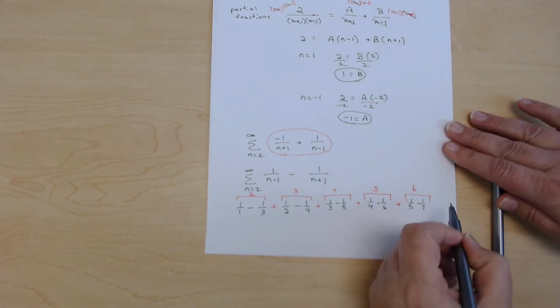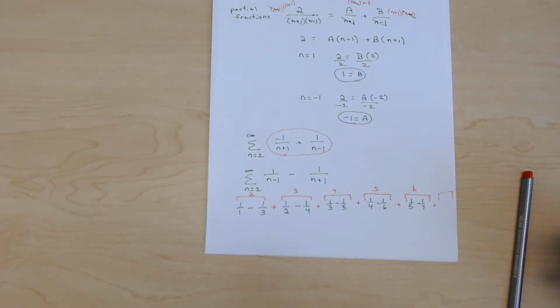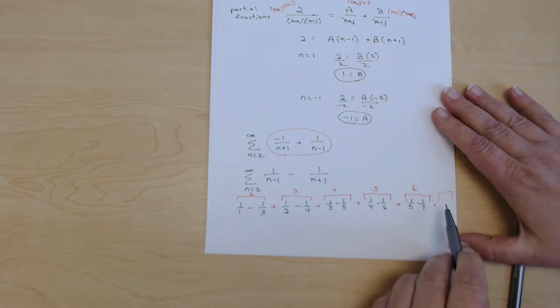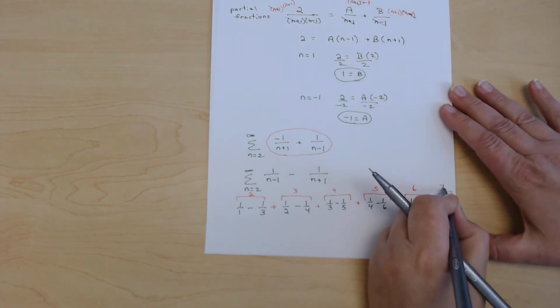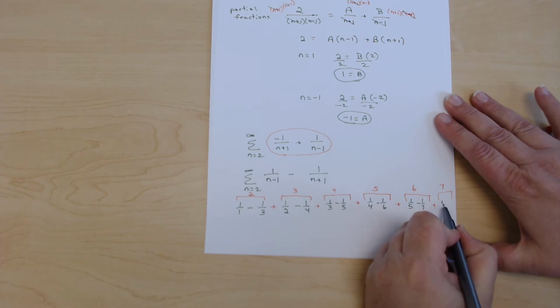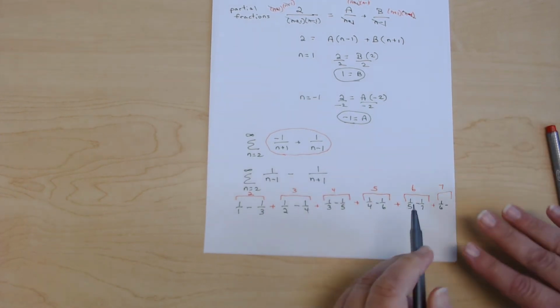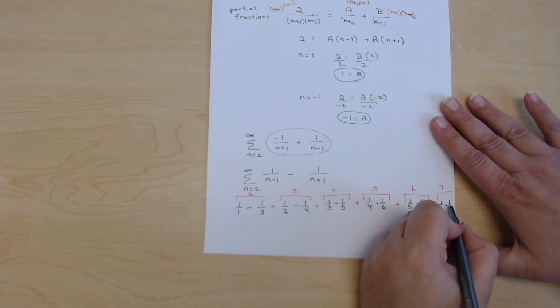Let's go one more. We can fit it in. Let's write kind of small. Oh, we're plugging in a 7. Let's keep all the colors good. When I plug in a 7, I get 1/6, and then minus 1/8.